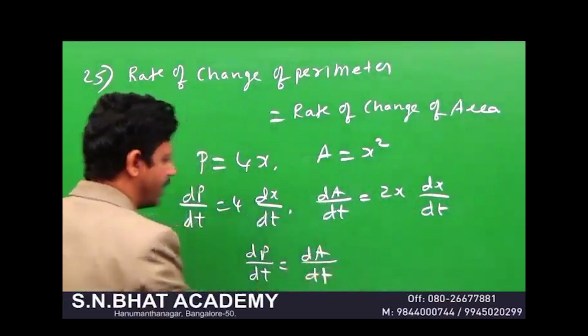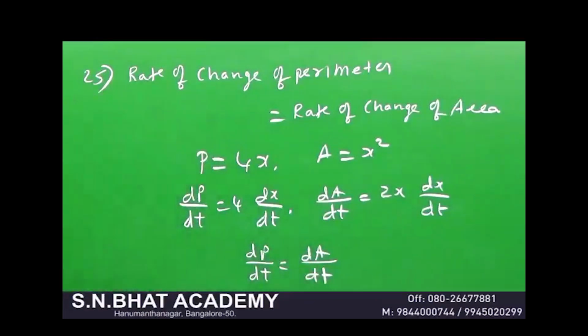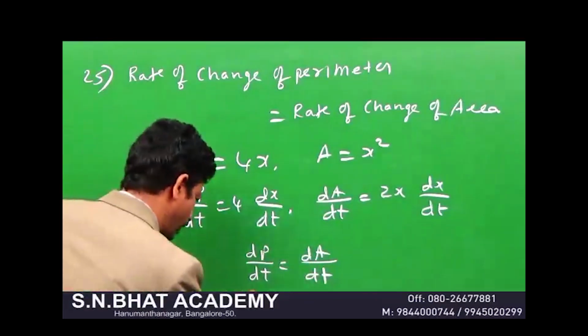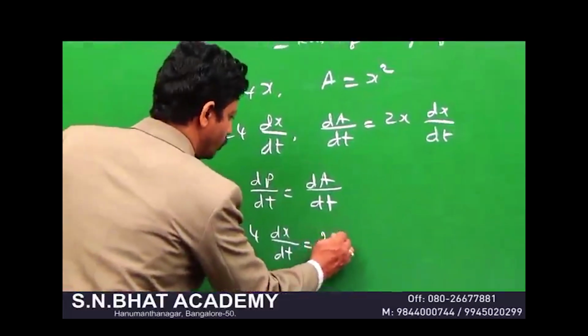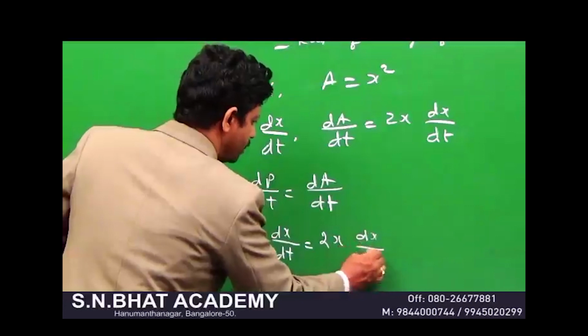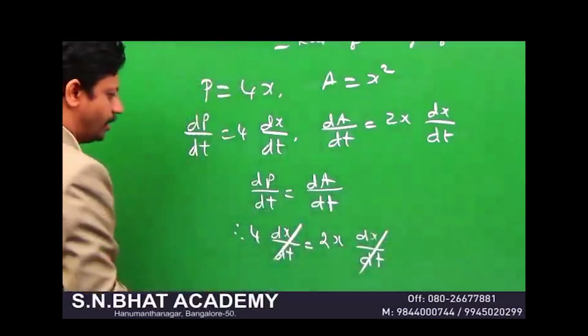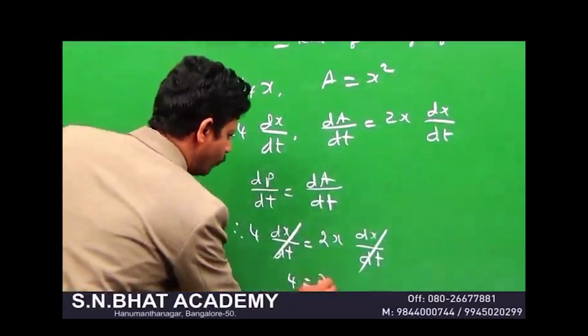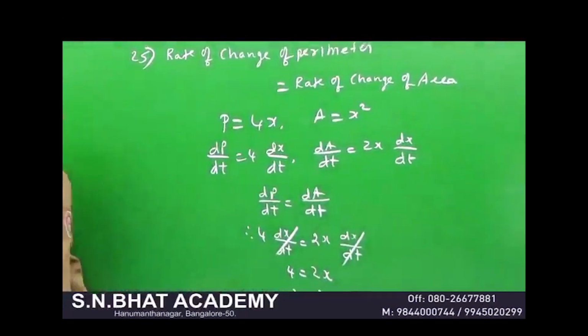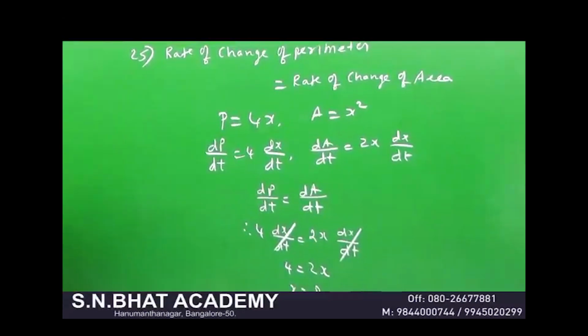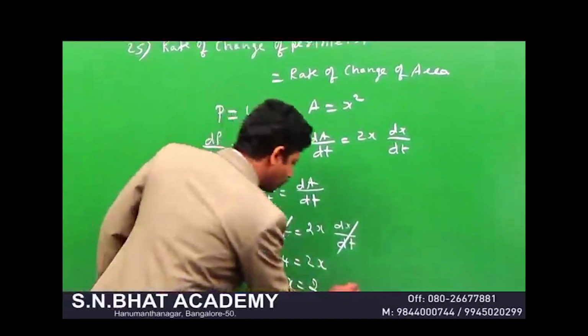It is given in the problem that rate of change of perimeter is same as rate of change of area of the square. Therefore we have 4 times dx by dt equal to 2x into dx by dt. Can cancel dx by dt. So we have 4 equal to 2x, or x is equal to 2. So therefore, the length of the side of the square is 2 units. It is option number 1.